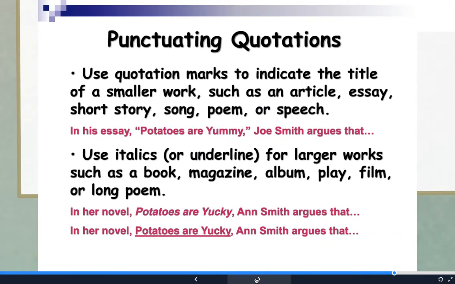Punctuating quotations. Use quotation marks to indicate the title of a smaller work, such as an article, essay, short story, song, poem, or speech. Use italics or underline for larger works, such as a book, magazine, album, play, film, or long poem.